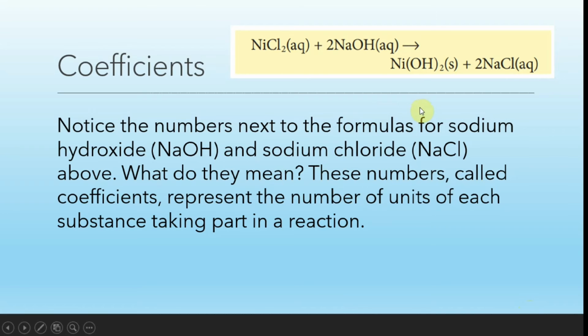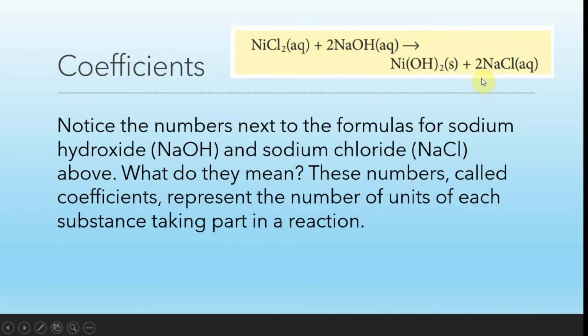Coefficients. Notice the numbers next to the formulas for sodium hydroxide and sodium chloride above. What do they mean? Here we can see that there is a number 2 before sodium hydroxide, and here we have a number 2 before sodium chloride. These numbers are called coefficients, and they represent the number of units of each substance taking part in a reaction. And just for you to be clear, these are the coefficients.